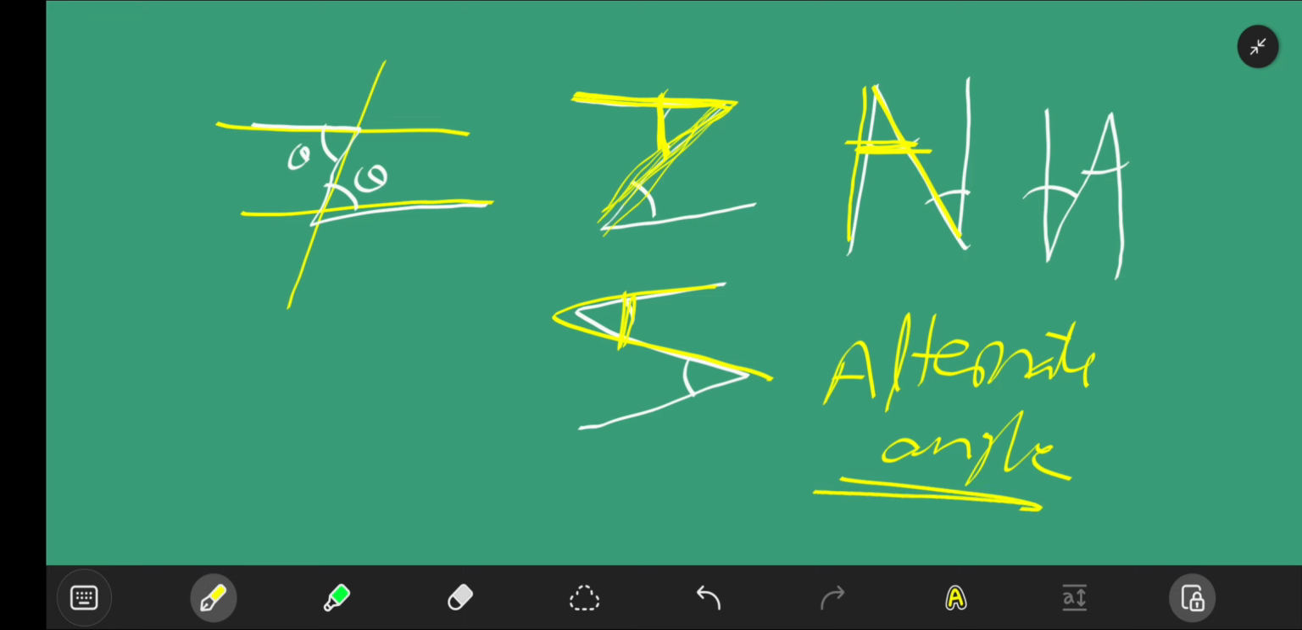Remember this title, alternate angles. Sometimes this is also asked in the examination. Here an A-like symbol is forming. So when this A-like symbol is forming, that is alternate angles. Remember this. This is a small trick. Here an A-like symbol is forming, so this is alternate angles.